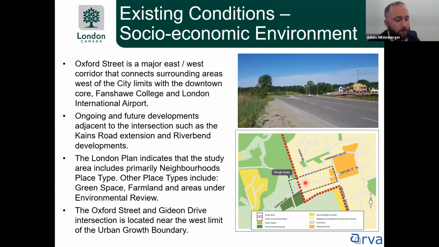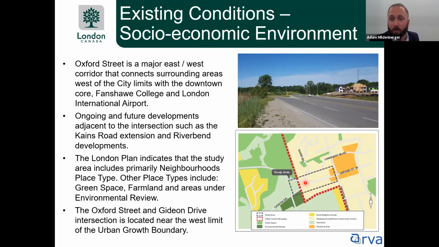of traffic into the future, it really is broken down into two types of growth. So there's growth in traffic due to development ongoing and planned in the immediate area of the intersection. But then there's also just general corridor growth. So with these roads, Oxford Street and Gideon, being arterial corridors that provide connection between various communities, typically speaking, we see a growth over time.